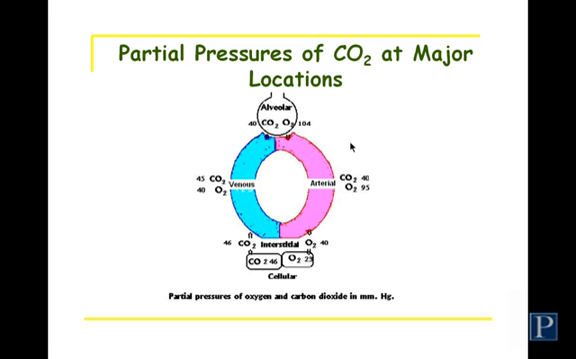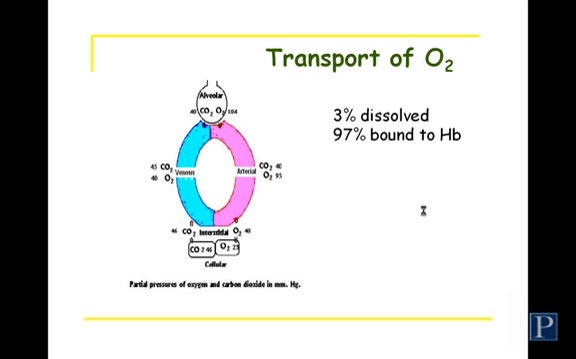Now what we're going to do next, we just reviewed the partial pressures of the gases in major locations of your body. We need to look at how we transport specifically these gases in other forms. So we're going to look at the transport of oxygen first. Oxygen is transported two different ways. Only 3% is actually found dissolved in plasma. Very small amount is dissolved in plasma. Most of the oxygen is transported in your blood bound to hemoglobin.